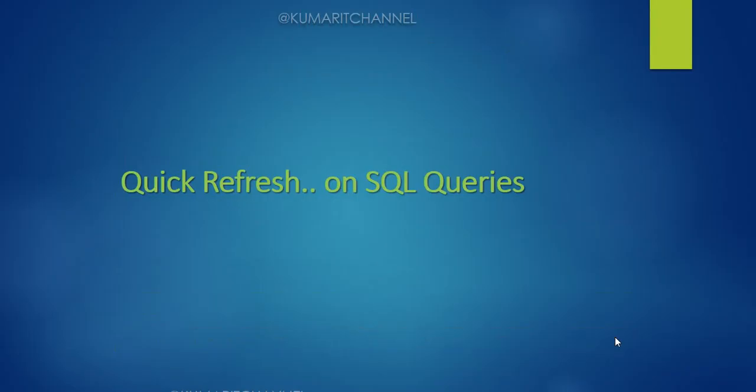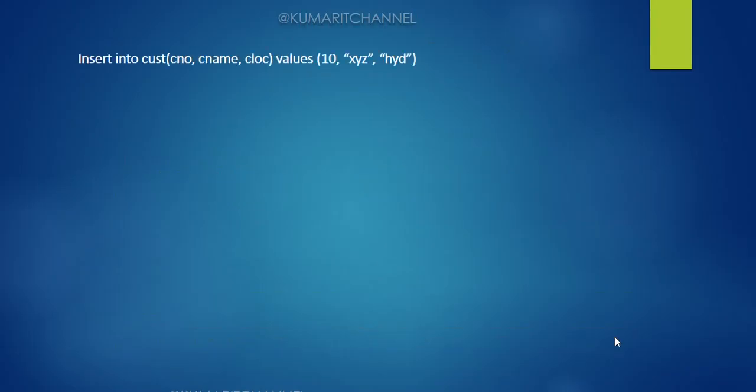That's the first step. Now we'll have a quick refresher on the SQL queries. If you want to insert any data, what is the query we use? Insert into customer, with name and location columns, and based on that we insert the values. That is the insert query. If you want to delete records from a table, you use the command delete from. And if you want to delete a specific record from the table, you use delete from customer where customer number equals 20.